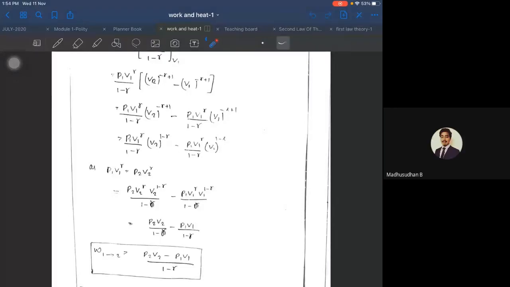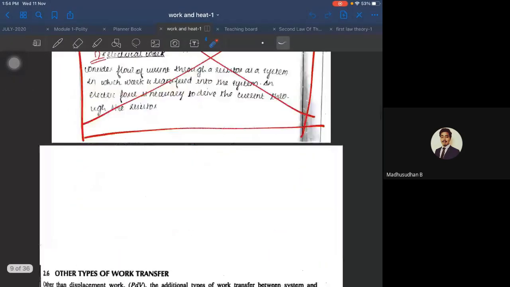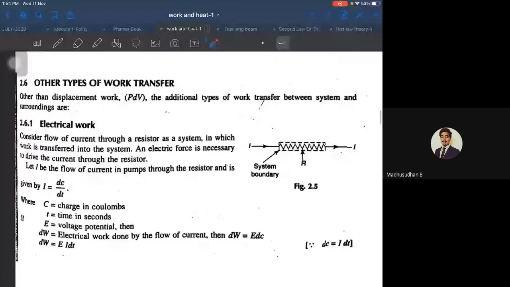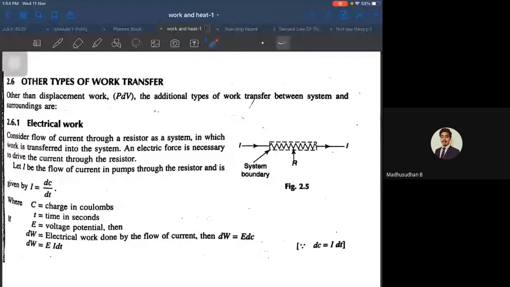Okay, so in the last couple of classes, we have discussed how to derive the work done expressions for all the five processes: isobaric, isochoric, isothermal, adiabatic, and polytropic. So all those things were done. Now, in this particular session, we shall try to discuss other work transfers, apart from the PV diagram.